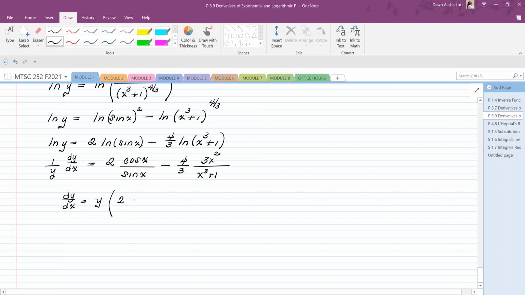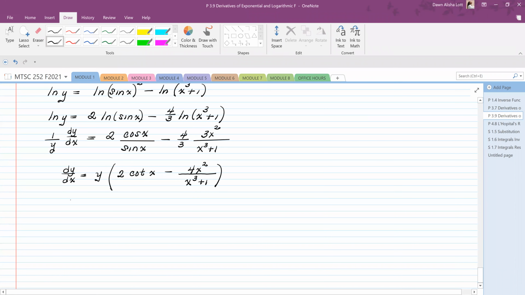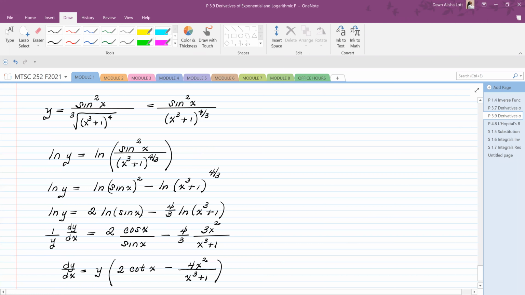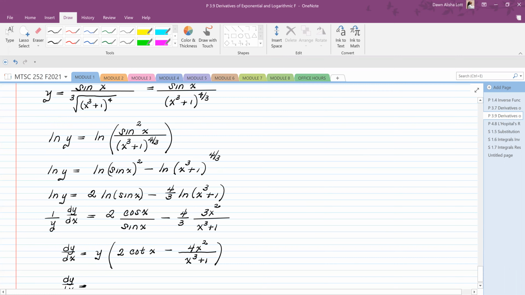So I get 2 times the cotangent of x minus 4x squared, because the 3's are going to divide out, over x cubed plus 1. So my answer is dy dx. I got to go back and remember what y was. Where's y? There it is. It is the sine squared over x cubed plus 1 to the 4/3 power.